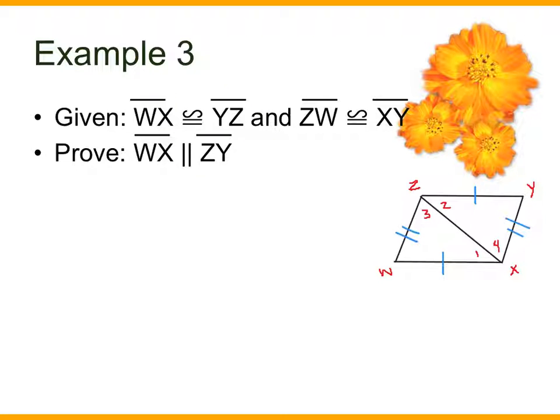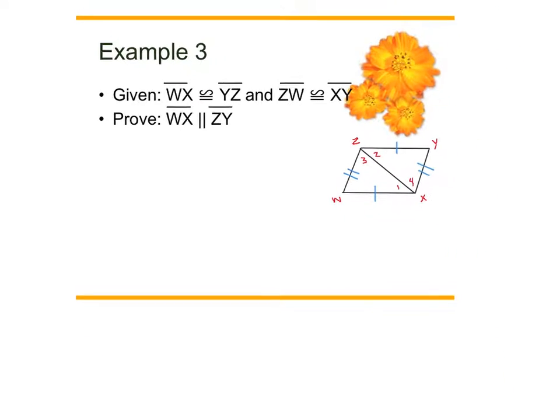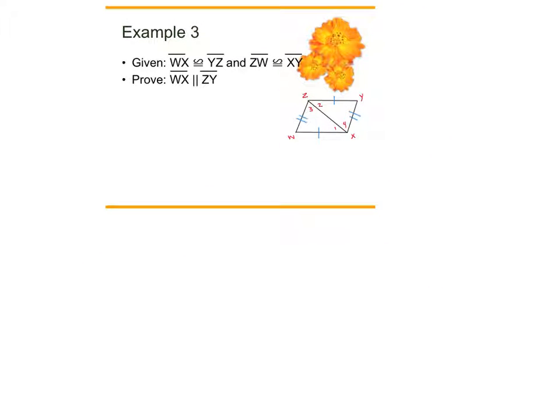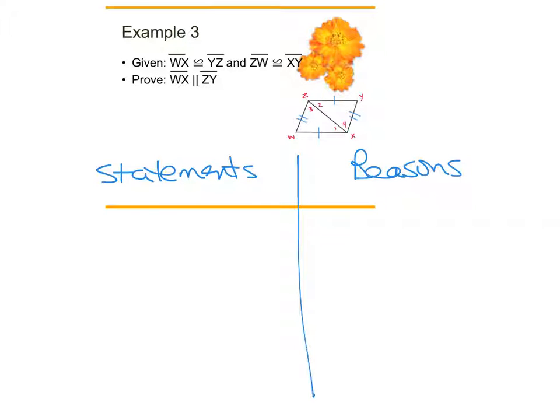Let's start our statements and our reasons. Now, this proof isn't going to have the last statement as CPCTC. It's going to be the second to the last one, because we're trying to prove the lines parallel, not a congruency here. So just be careful on these. All right, so here we go with our statements.